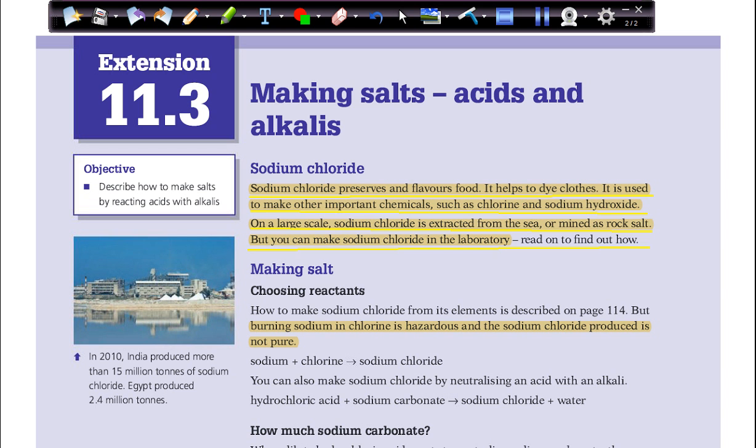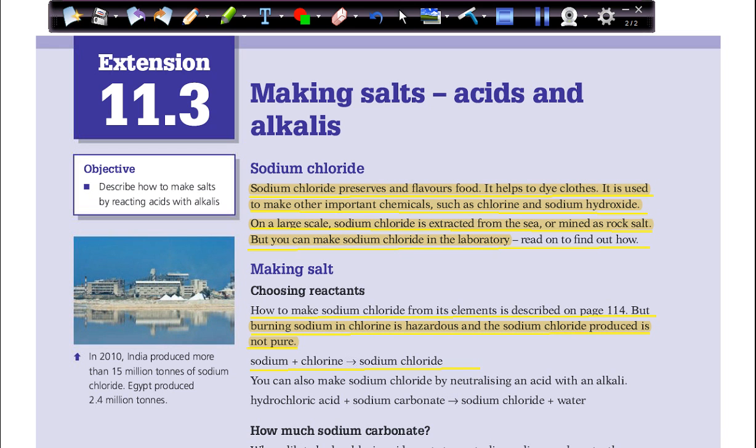How to make sodium chloride from its elements is described on page 114, but burning sodium in chlorine is hazardous, and the sodium chloride produced is not pure. We all know that chlorine at room temperature is a green poisonous gas, so that's why it's hazardous. So we can add sodium to chlorine and produce sodium chloride, but in this way we cannot get it pure. So how can we get it pure?